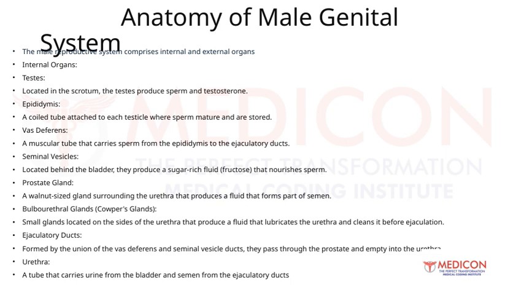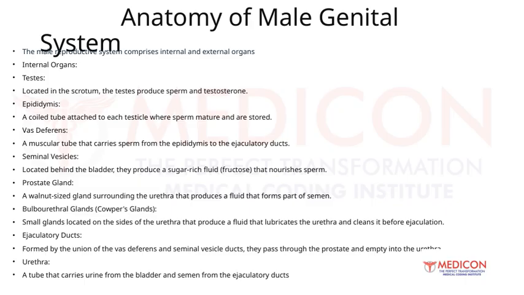Connected to each testicle is the epididymis, a coiled tube where sperm mature and are stored until ejaculation. Next, we have the vas deferens, a muscular tube that transports sperm from the epididymis to the ejaculatory ducts during ejaculation. Moving on, behind the bladder are the seminal vesicles. These glands produce a sugar-rich fluid, mainly fructose, which nourishes the sperm and provides energy for their journey.